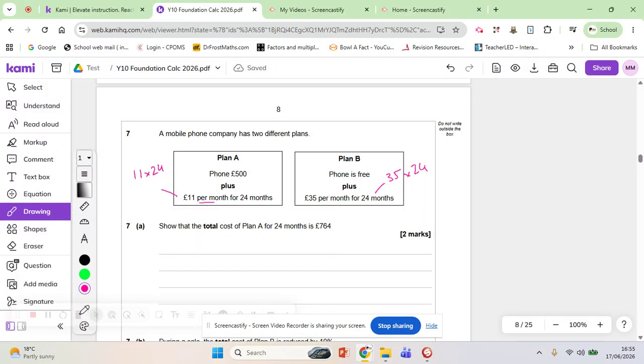Now again, remember this is a calculator question. So it's then saying show that the total cost of plan A for 24 months is £764. So this is giving me the answer, I just need to show that I can get to that. So if I've got to pay for the phone, I've got my £500 and I'm going to add on my £11 multiplied by my 24. Now I could put brackets around there, but as long as I put that in my calculator rather than trying to do 500 plus 11 to get 511, if I put that in my calculator, it will give me the answer straight away.